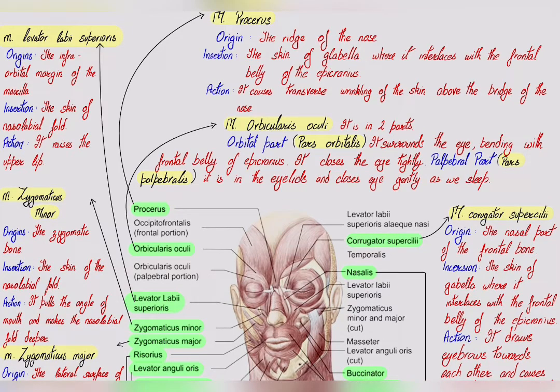Now, the next muscle is the levator labii superioris, which is located over here, and it helps in raising the upper lip, which is over here. It originates from the infraorbital margin of the maxilla, which is somewhere over here, and has its insertion in the skin of the nasolabial fold, which is over here. As I have already said, it performs the action of lifting the upper lip.